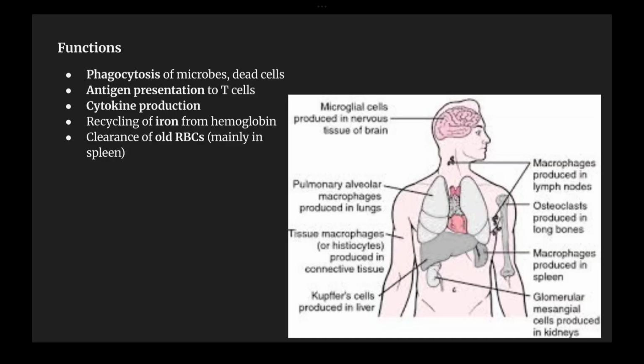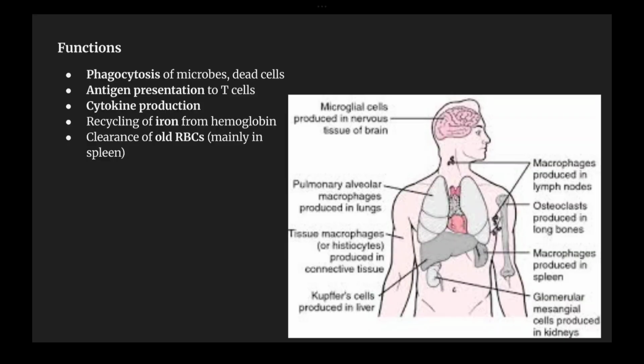Moving to the functions of the RES system: phagocytosis of microbes and dead cells, antigen presentation to T cells, cytokine production, recycling of iron from hemoglobin, and clearance of old RBCs, mainly in the spleen. So what is the work of an RES system? It does phagocytosis. Phagocytosis is consumption or engulfing of the microorganisms or the dead cells present in the body. It also acts in antigen presentation to the T cells. So it provides an antigen for the antibodies that are produced and are going to attack the cells or the microbes. Then cytokine production and recycling of iron from the hemoglobin.